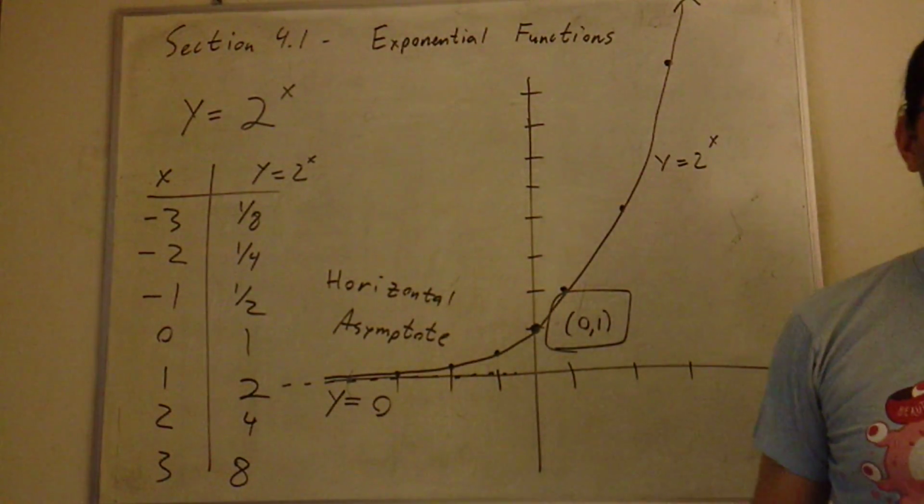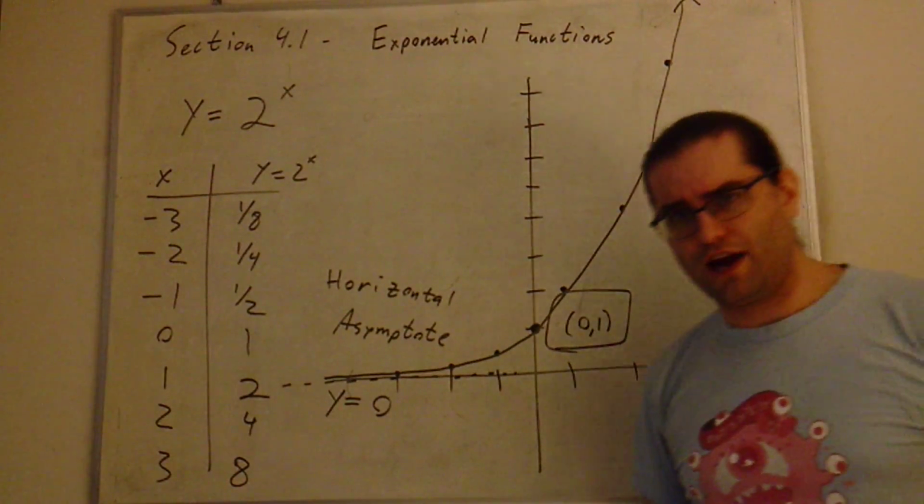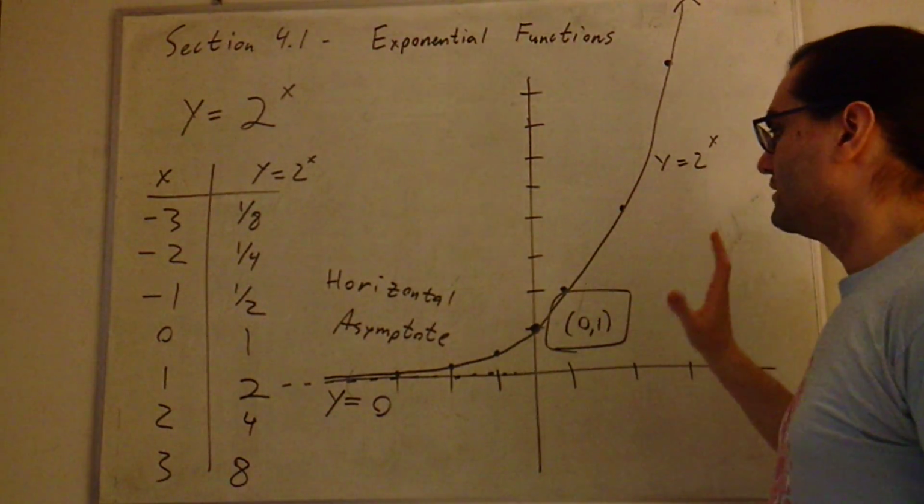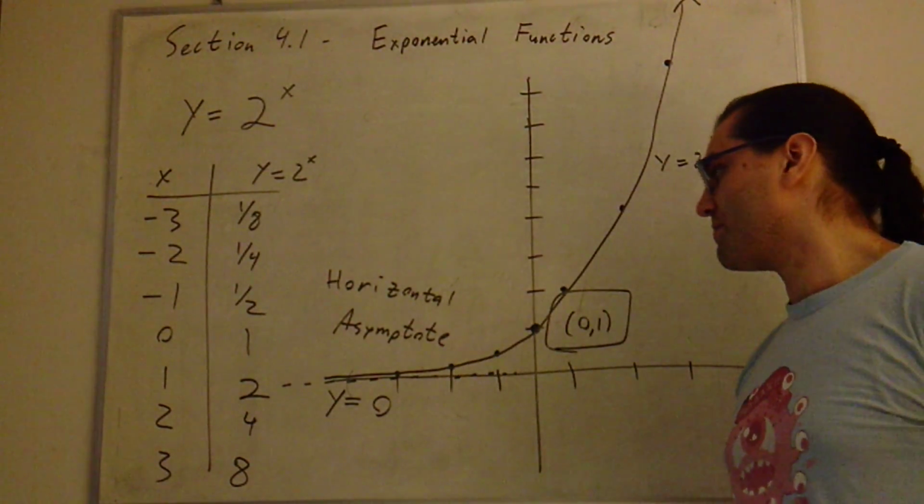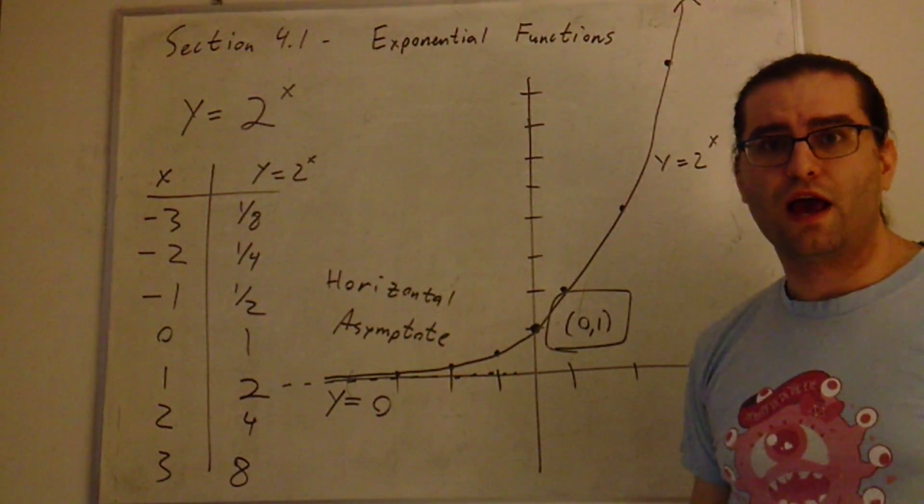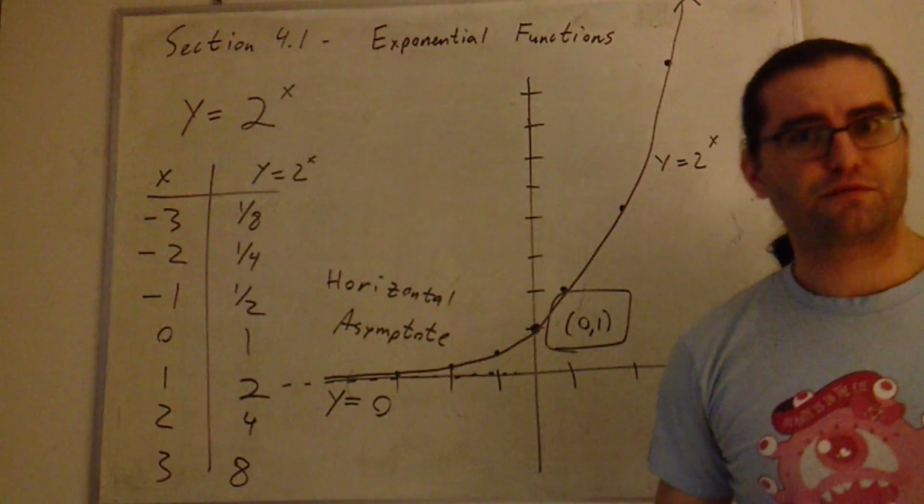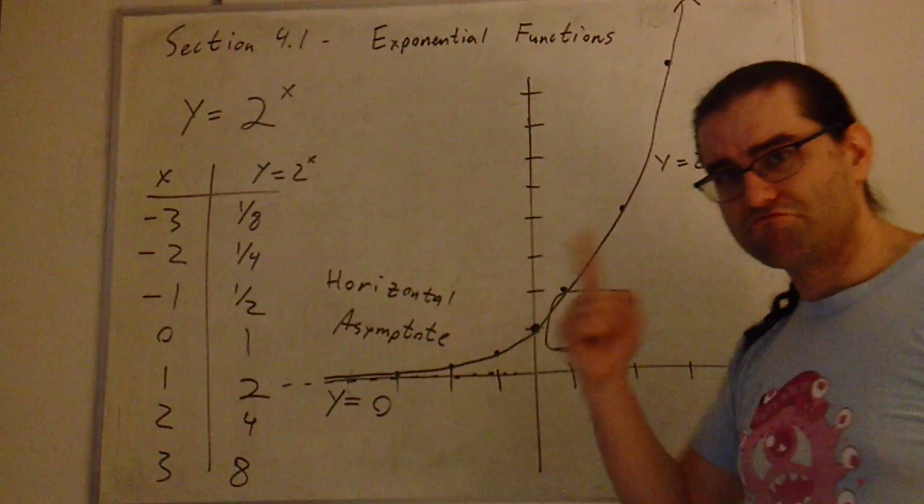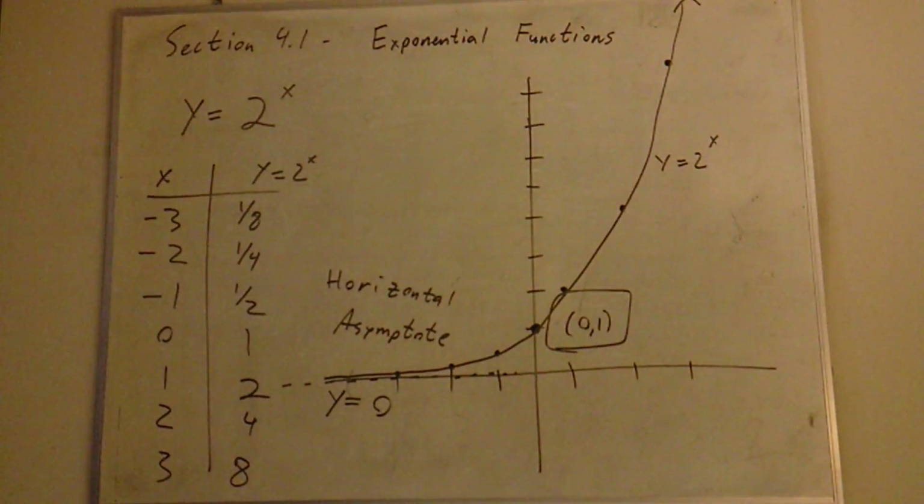But it'll never actually touch 0, and it'll never actually cross this axis in a basic graph. Which leads me to my very next question. How can we get an exponential function to cross this axis? Let's figure it out.